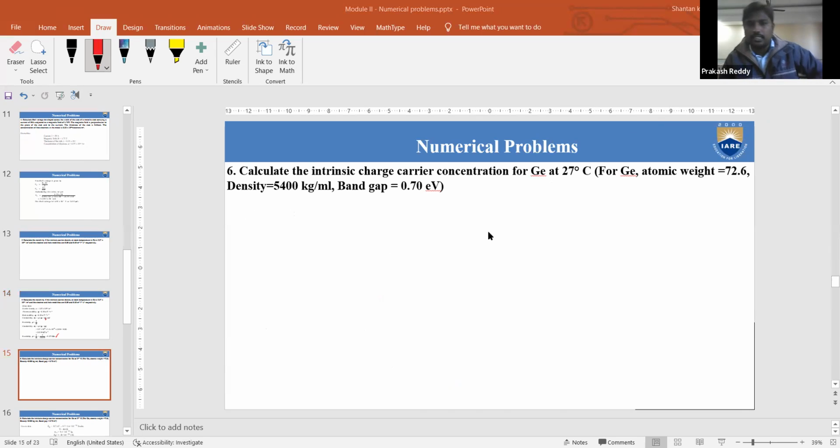So calculate the intrinsic charge carrier concentration for germanium at 27 degrees Celsius. Anybody got the answer for the intrinsic carrier concentration? Keep your answer in the chat box, or else unmute and tell. No one. Very simple one. Already we did a similar problem.